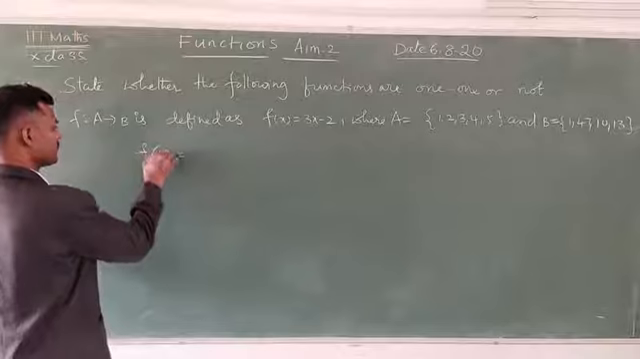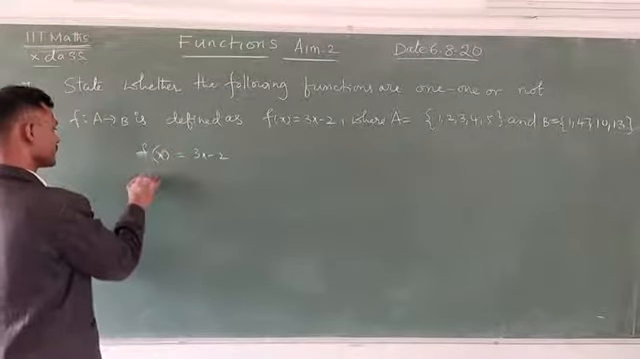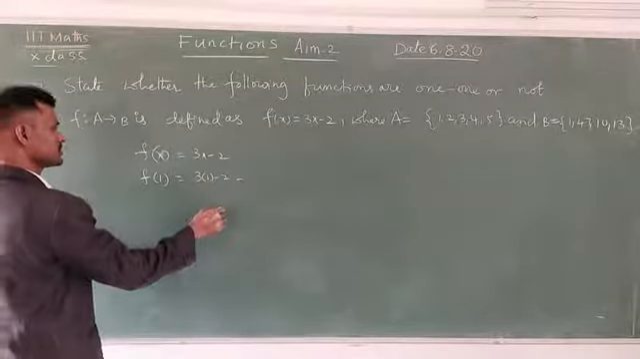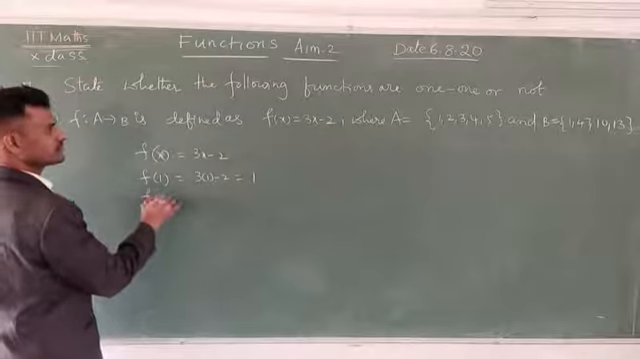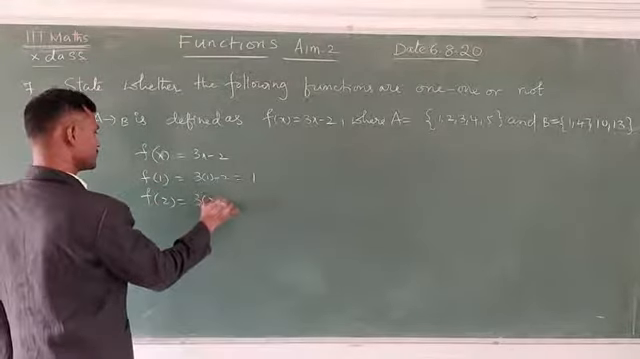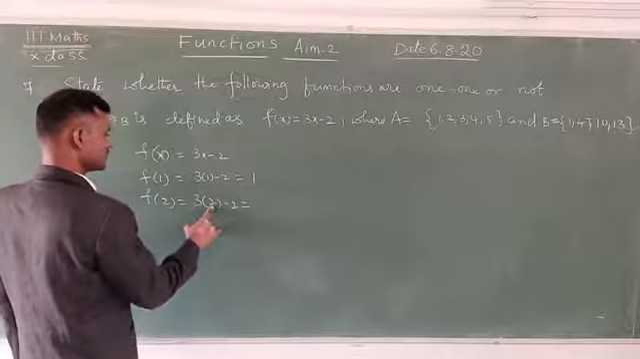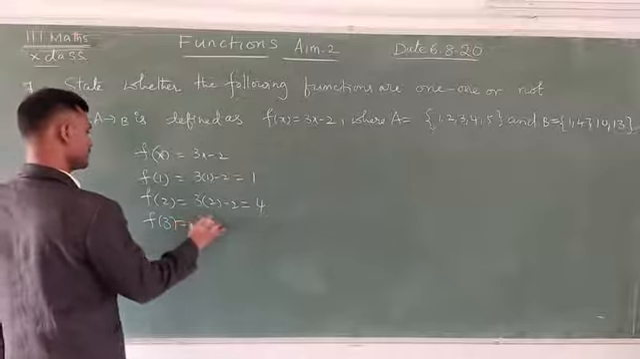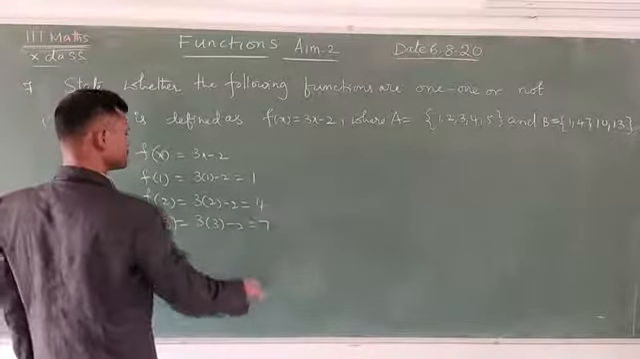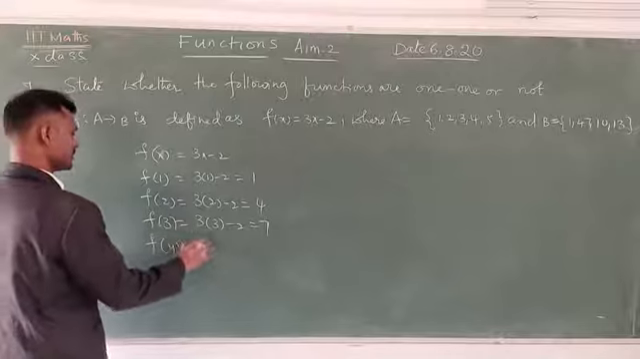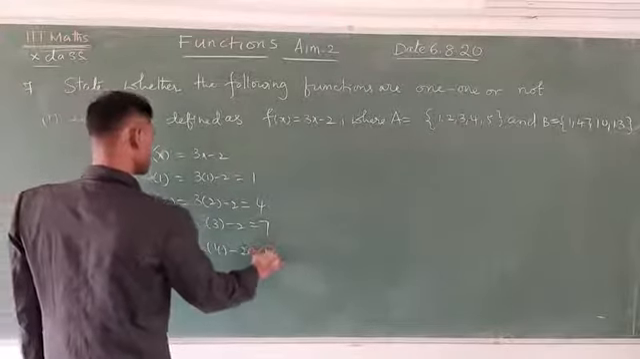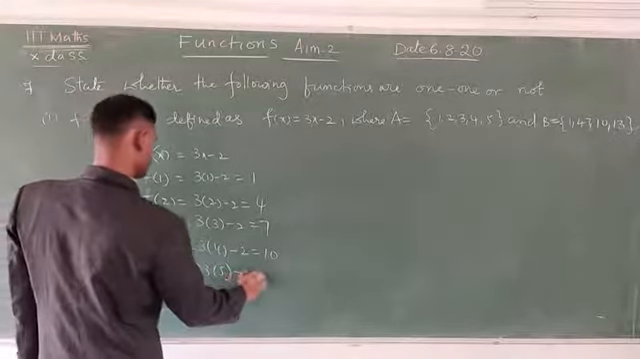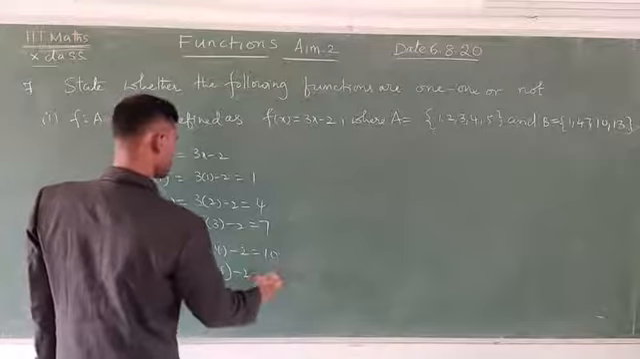Actually first you can write f of x is equal to 3x minus 2. Now f of 1 means 3 into 1 minus 2, which is 3 minus 2, equal to 1. Next f of 2 is 3 into 2 minus 2: 3 twos are 6, 6 minus 2 is 4. Next f of 3 is 3 into 3 minus 2, 9 minus 2 is 7. Next f of 4 is 3 into 4, 12 minus 2 is 10. Next f of 5 is 3 into 5 minus 2: 3 fives are 15, minus 2 is 13.